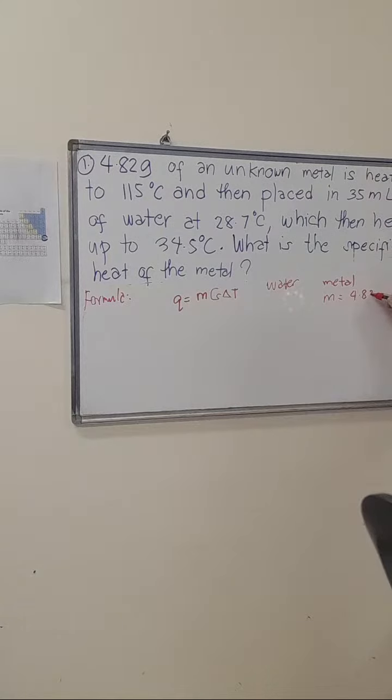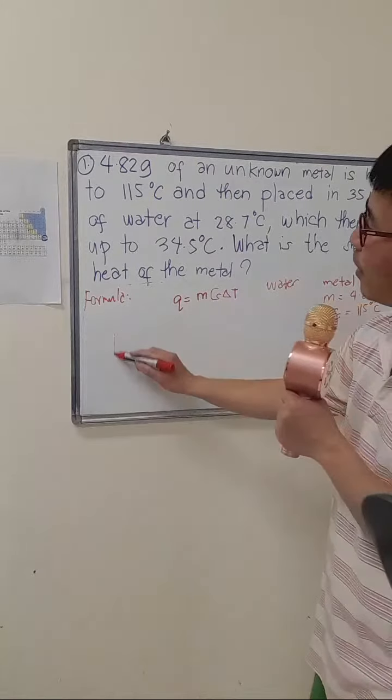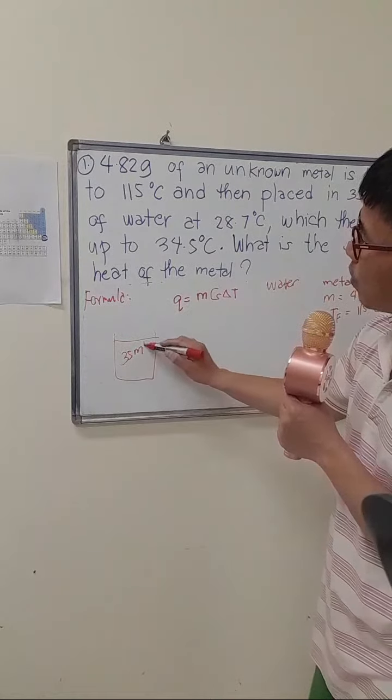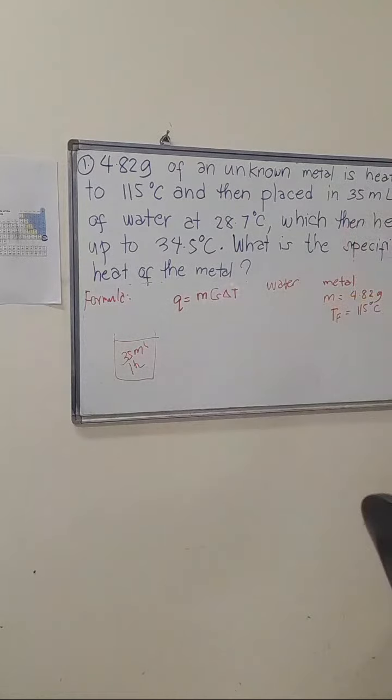Mass of the metal, 4.82 grams. And then it's heated to 115 degrees Celsius. So this is going to be the temperature of the metal. If it's heated to 115 degrees Celsius, it's the final temperature, right? Because it doesn't specify the initial temperature. And then placed in a 35 ml water. There's a container here which is 35 ml water, H2O.